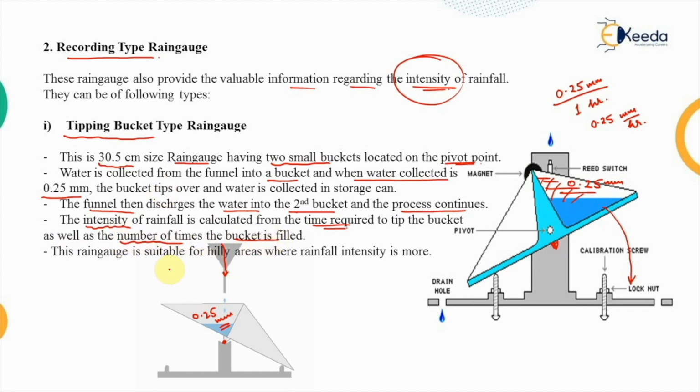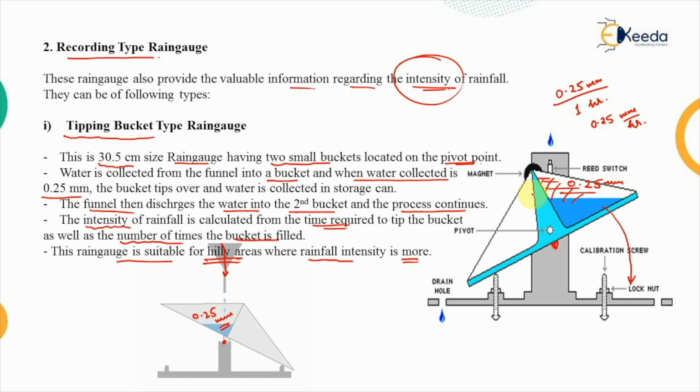Now these types of rain gauges are suitable for the hilly area, because one reason is that the rainfall intensity is more, so we do not need a person to empty the bottle which is receiving the water, which was required in the Symons rain gauge. So that is removed here.